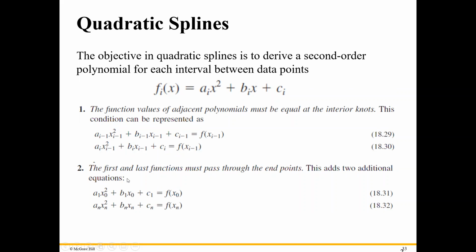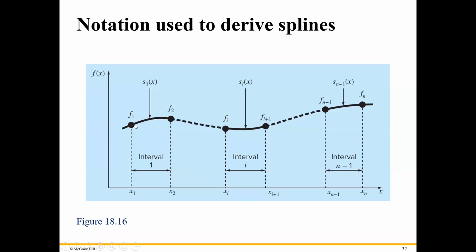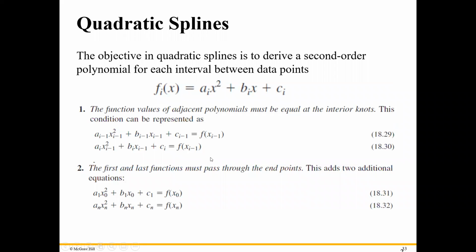Then the second condition is that the first and the last functions must pass through the endpoints. Yeah, so the first function and the last function will pass through the endpoints. So the endpoints may be the first point and also the last point. Okay. So in this case, for example, if we take the first point as f(x0) and the last point as f(xn), we can write 2 more equations from that. Okay. Using this equation, just input the values of x over here.